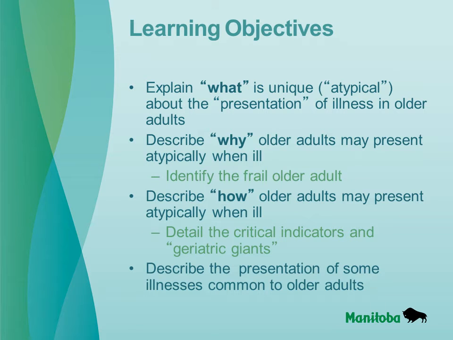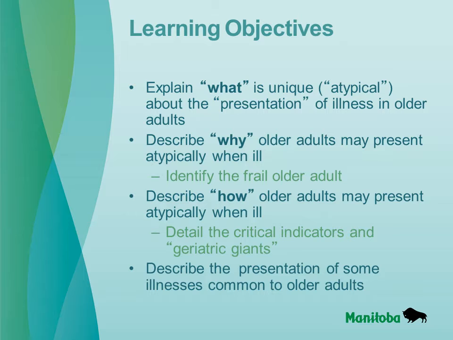The learning objectives of this module are as follows. Explain what is unique or atypical about the presentation of illness in older adults. Describe why older adults may present atypically when ill. This section will include the ability to identify the frail older adult. Describe how older adults may present atypically when ill.